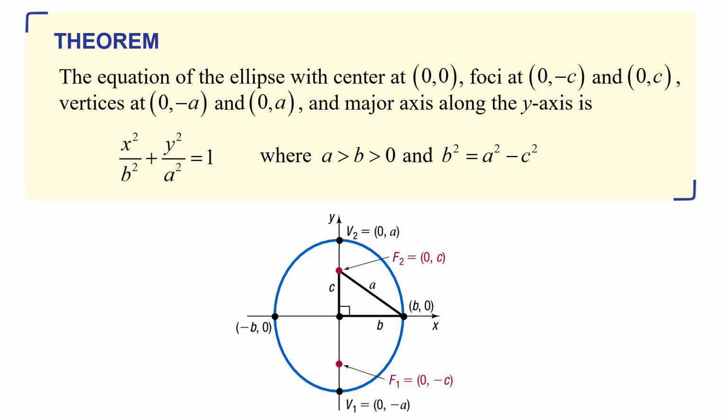Now, based on the diagram provided, note that a right triangle is formed with 2 perpendicular legs, one leg of length c, extending from the origin to the focus at 0, c, and the other leg of length b, extending from the origin to an endpoint of the minor axis at the point b, 0. Therefore, the hypotenuse is the distance from the foci to the endpoints of the minor axis and has a length of a, which means b squared equals a squared minus c squared.